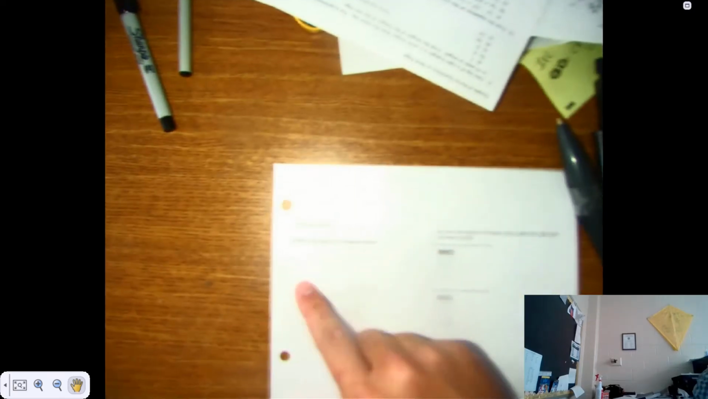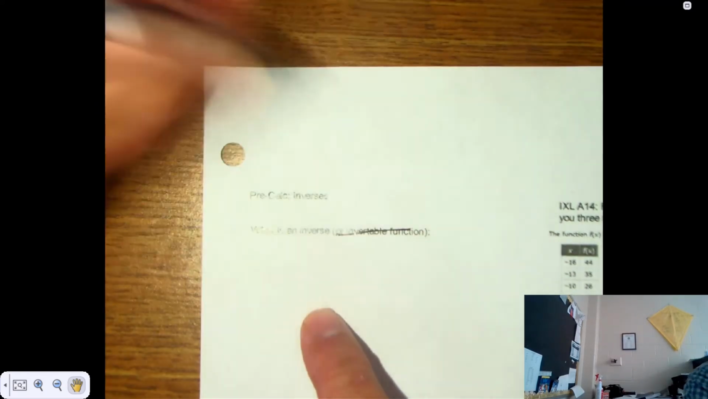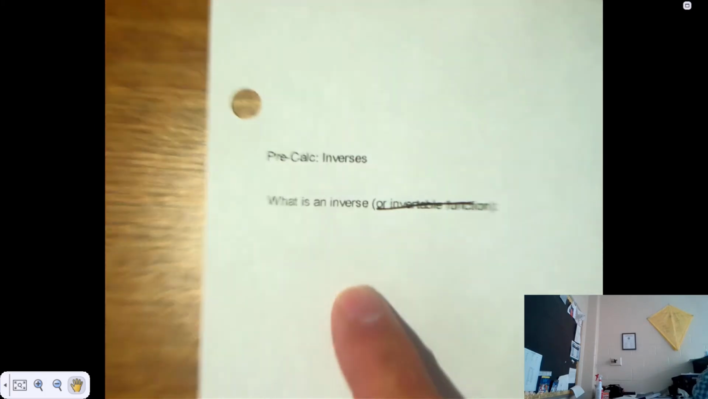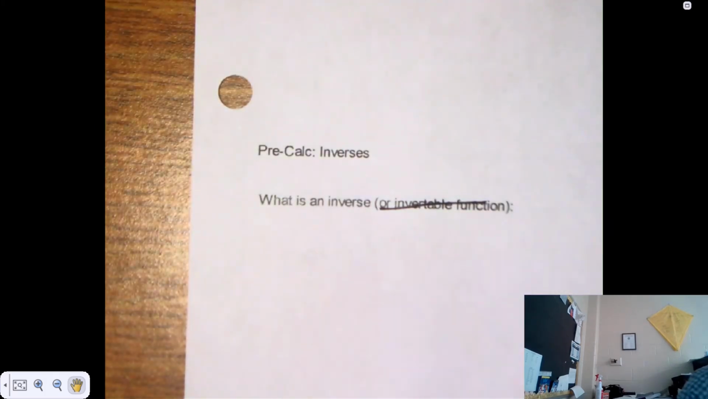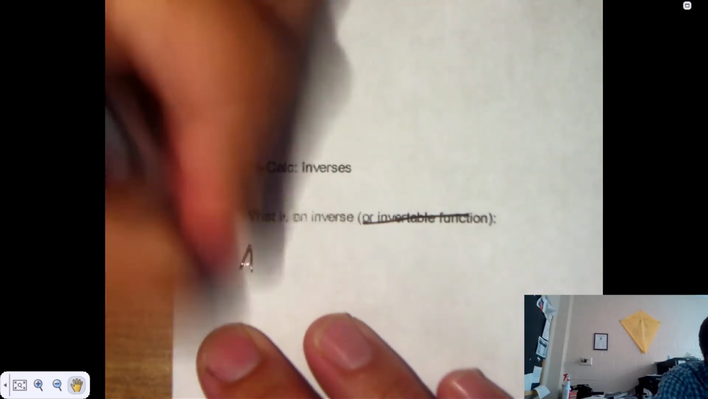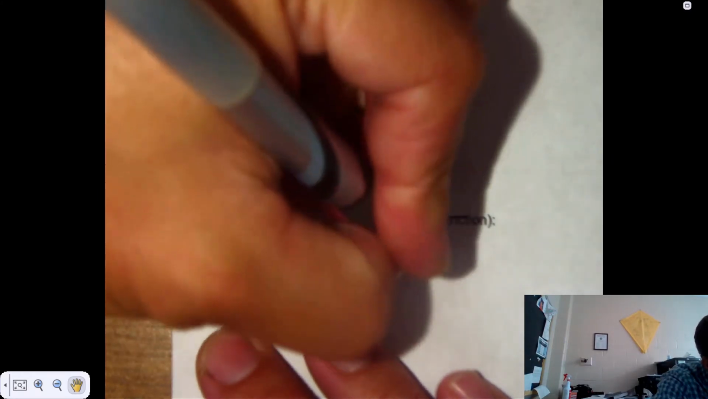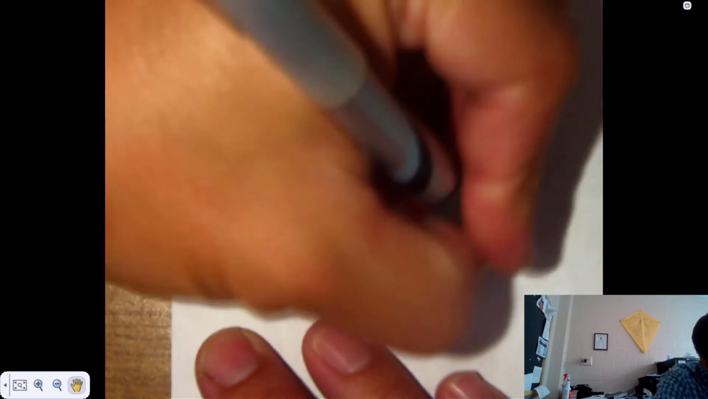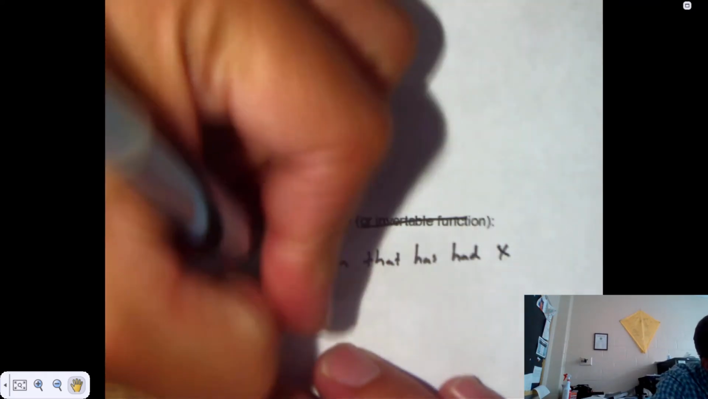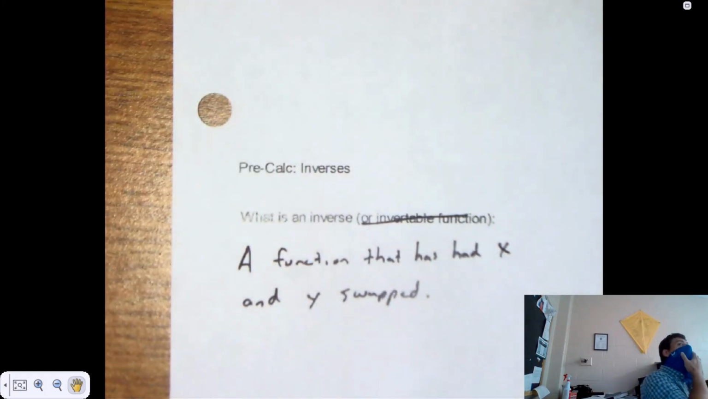All right, so what is an inverse? I don't know why I have "invertible function" or "inverted function" here, but that's worded wrong. What is an inverse? An inverse is a function that has had x and y swapped. That's all it is.